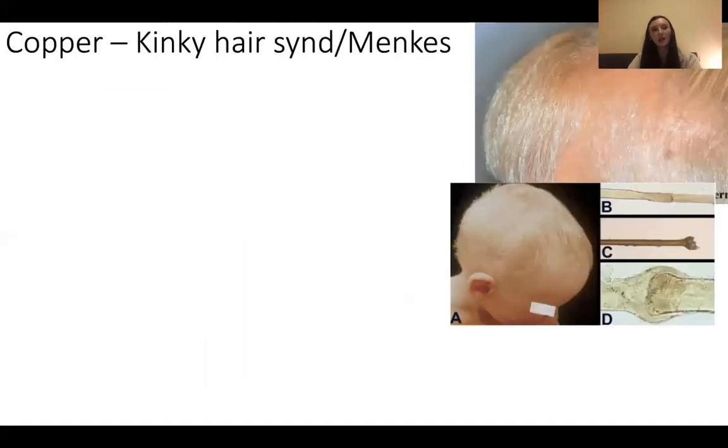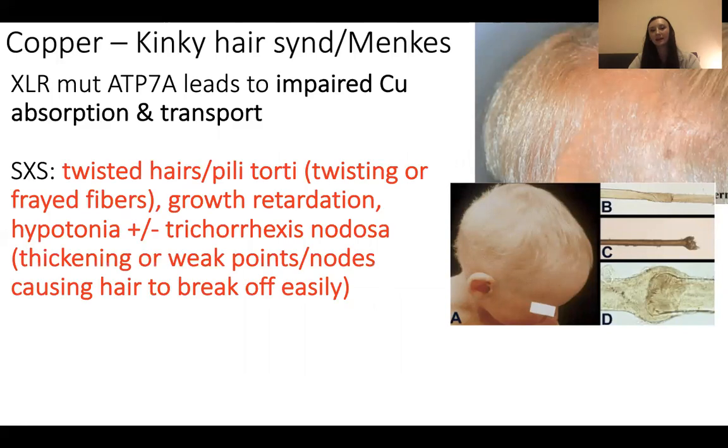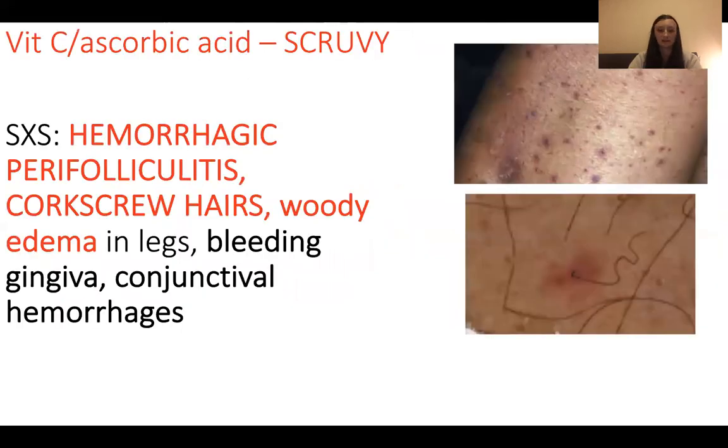Just remembering that. Copper deficiency is that kinky hair syndrome, or Menkes, and it has that twisted hair, pili torti, and so it like causes the hair to break off easily. So I would know the difference between like copper, kinky hair syndrome versus our vitamin C.